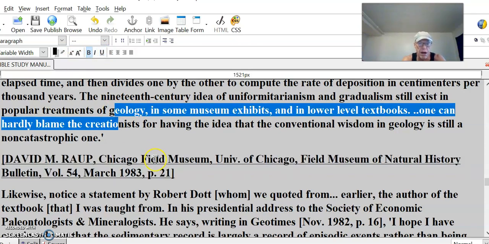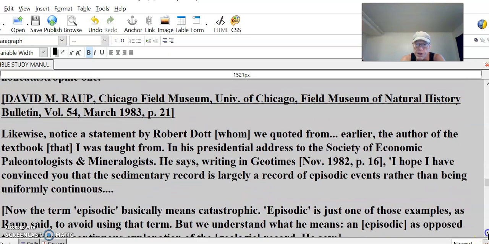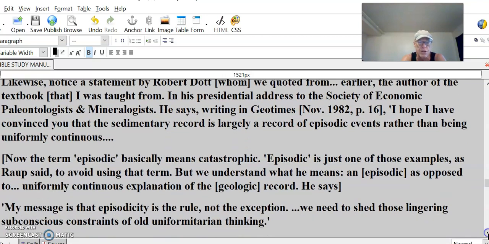Likewise, notice a statement by Robert Dott, whom we quoted from earlier, the author of the textbook that I was taught from. In his presidential address to the Society of Economic Paleontologists and Mineralogists, writing in Geotimes, he says, I hope I have convinced you that the sedimentary record is largely a record of episodic events rather than being uniformly continuous. Now the term episodic basically means catastrophic. Episodic is just one of those examples, as Raup said, to avoid using that term.